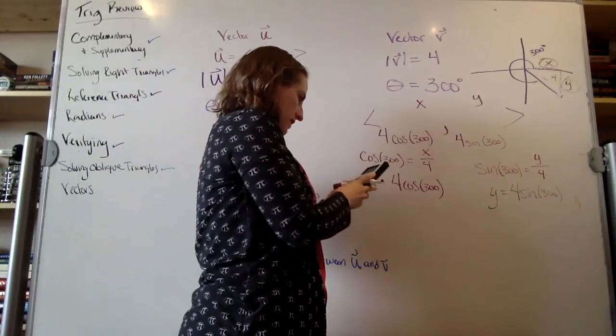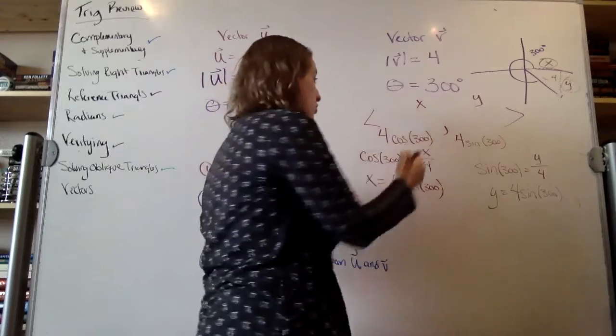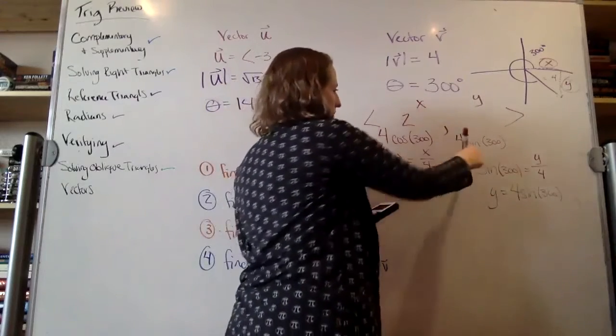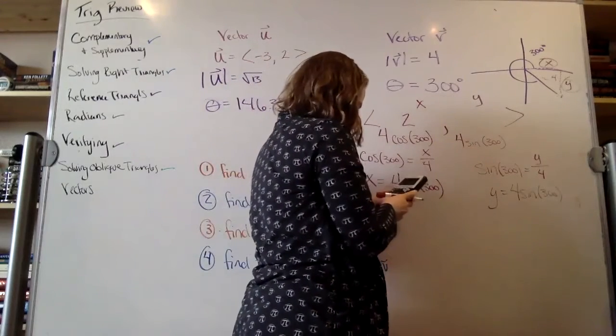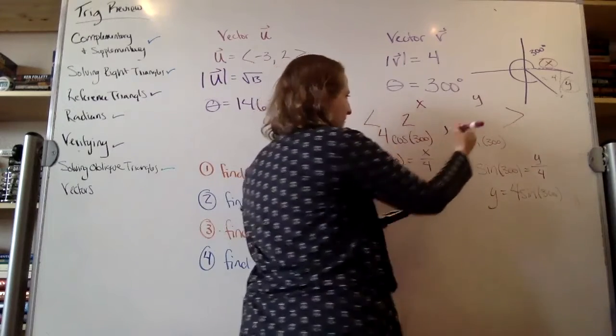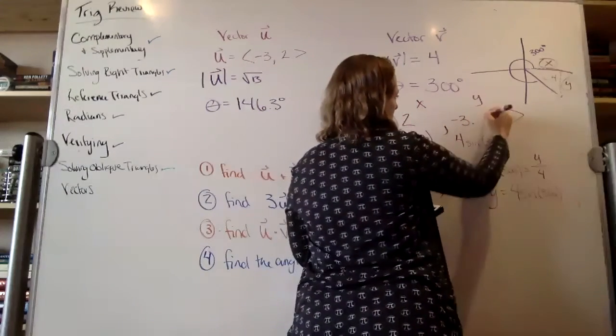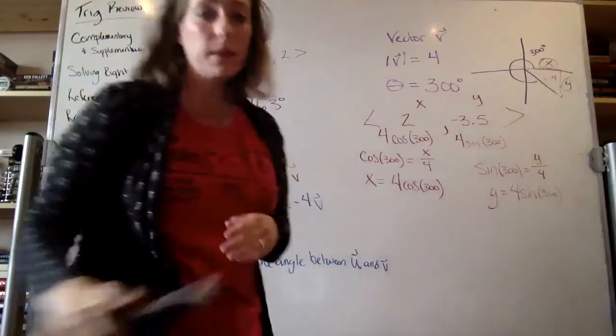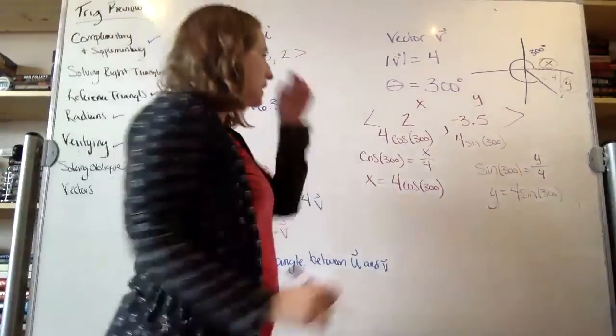Okay. Let's go ahead and put those into our calculator, making sure our calculator is in degrees. 4 cosine of 300 is 2. Okay. 4 sine of 300 is negative 3.5. I'm going to go ahead and get decimal approximations in this case. Okay. Let's see if that makes sense.